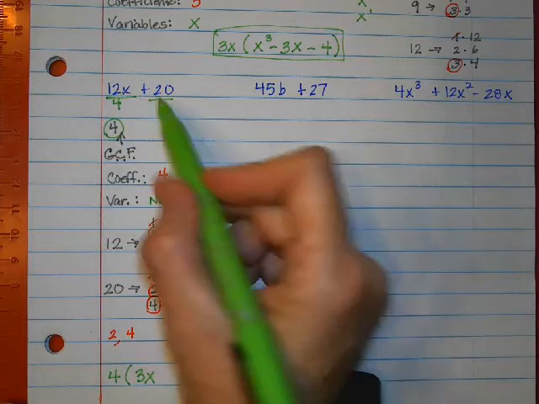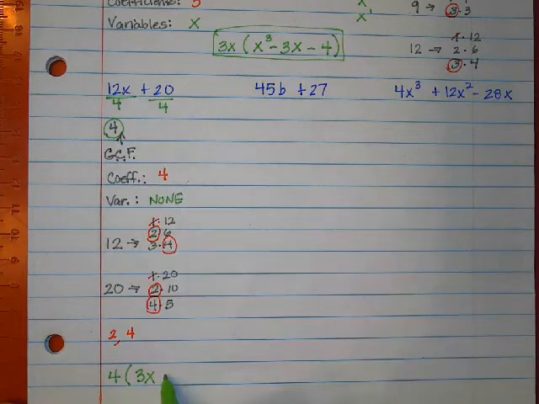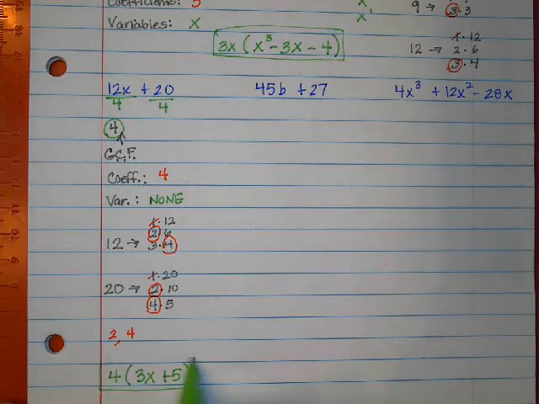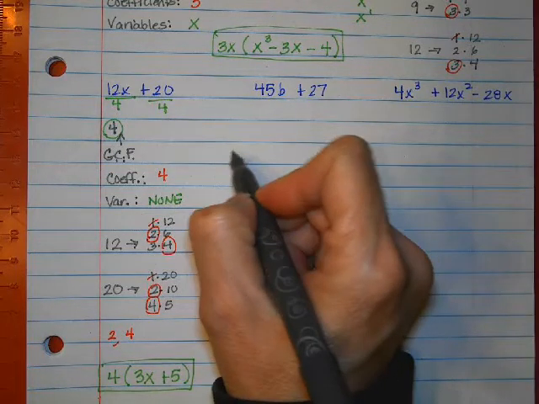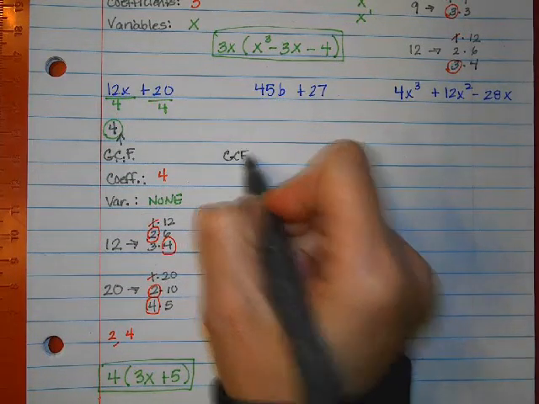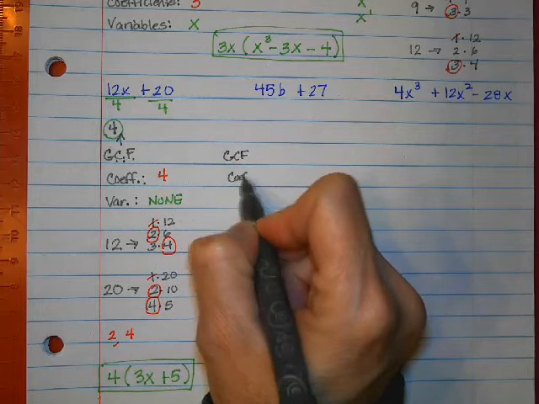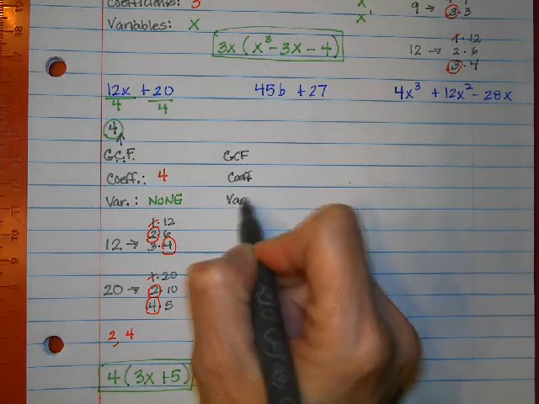Then we got positive 20 divided by positive 4 to positive 5. Final answer. Beautiful, beautiful. Alright, let's try the next one. So to find our GCF, we've got to find it for our coefficient and our variable.